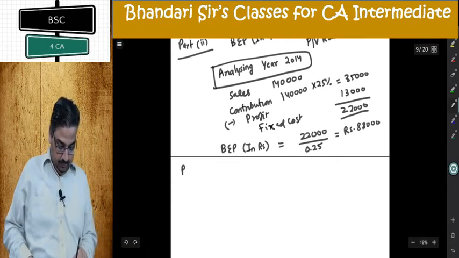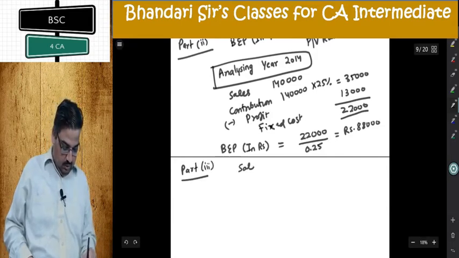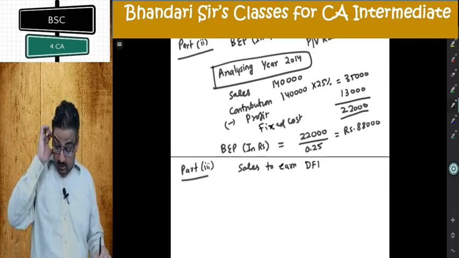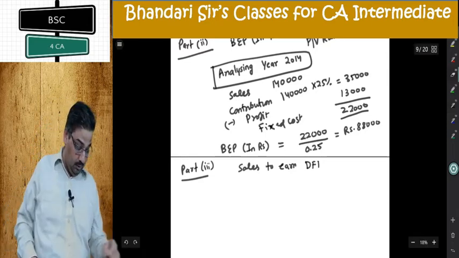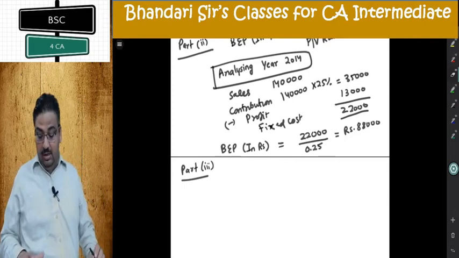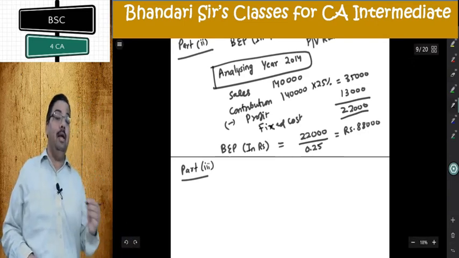Part 3. Sales to earn desired fixed profit. No, it is not. It is part 4 rather. So part 3 is something else. Part 3 says profit when sale is 1,80,000. Means what you are going to do? You are going to make an income statement.